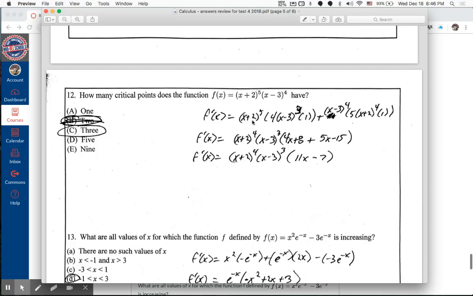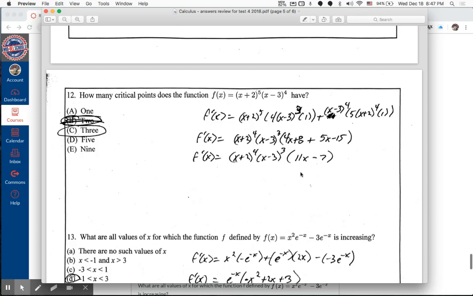Right here, if I take that out, that's going to leave me with 4 times x plus 2, which is where I got the 4x plus 8. Over here, I'm going to be left with an x minus 3 and a 5. So that's how I get 5x minus 15. And 4x plus 5x should be 9x. I don't know why it says 11x there. And then negative 7. It doesn't affect how many critical points I have.